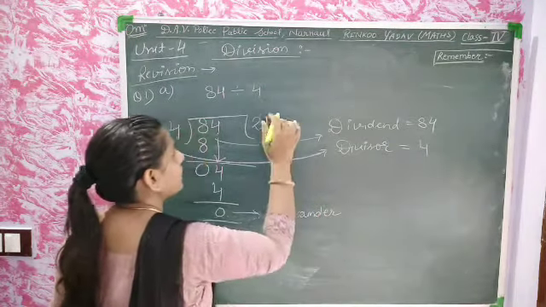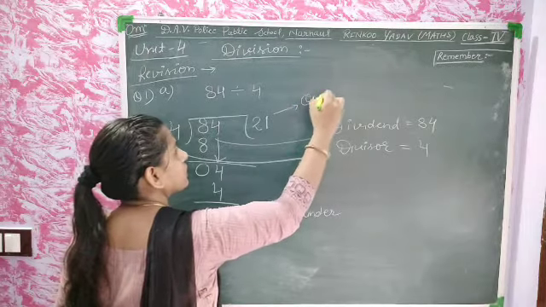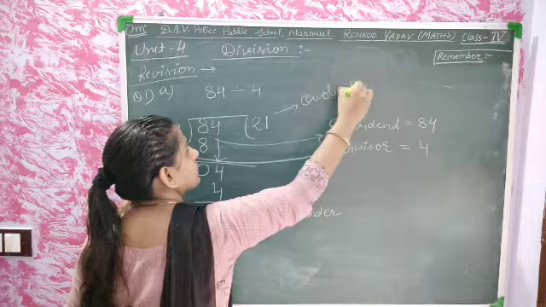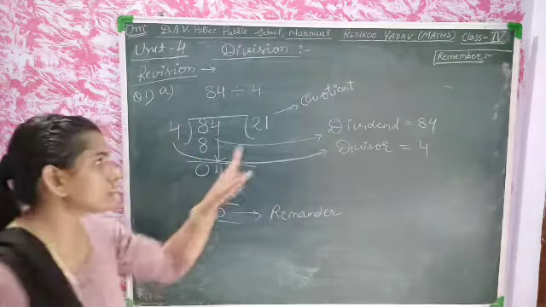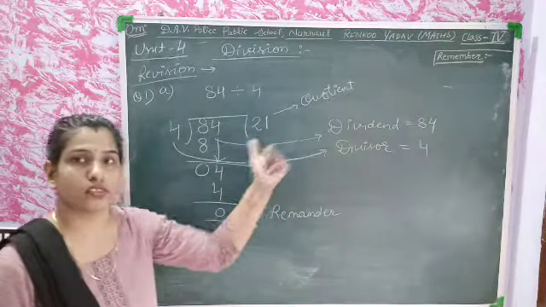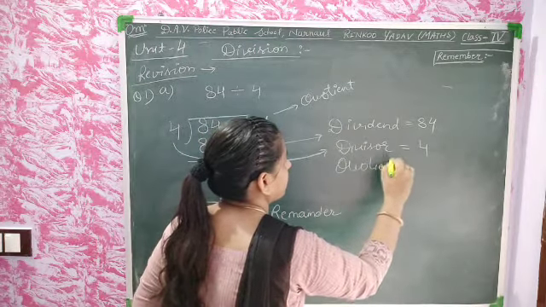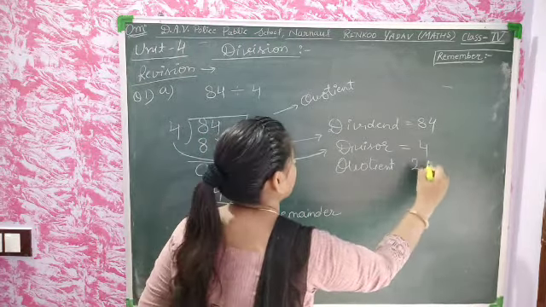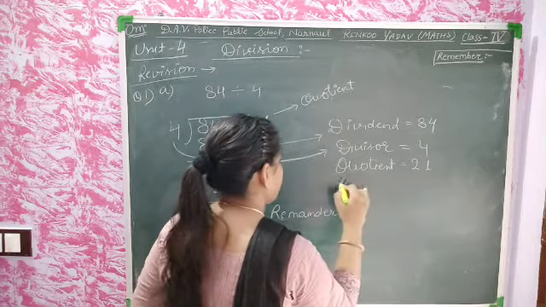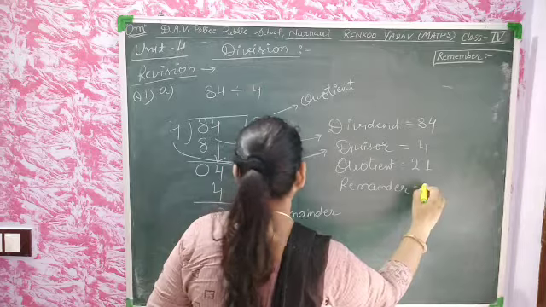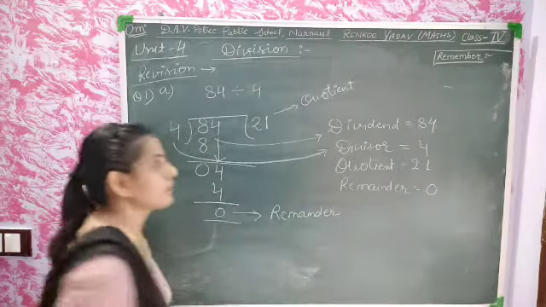And there is the quotient. This will be read as the quotient. Is this clear students? This is 21. So the quotient is equal to 21, and the remainder is 0 here.